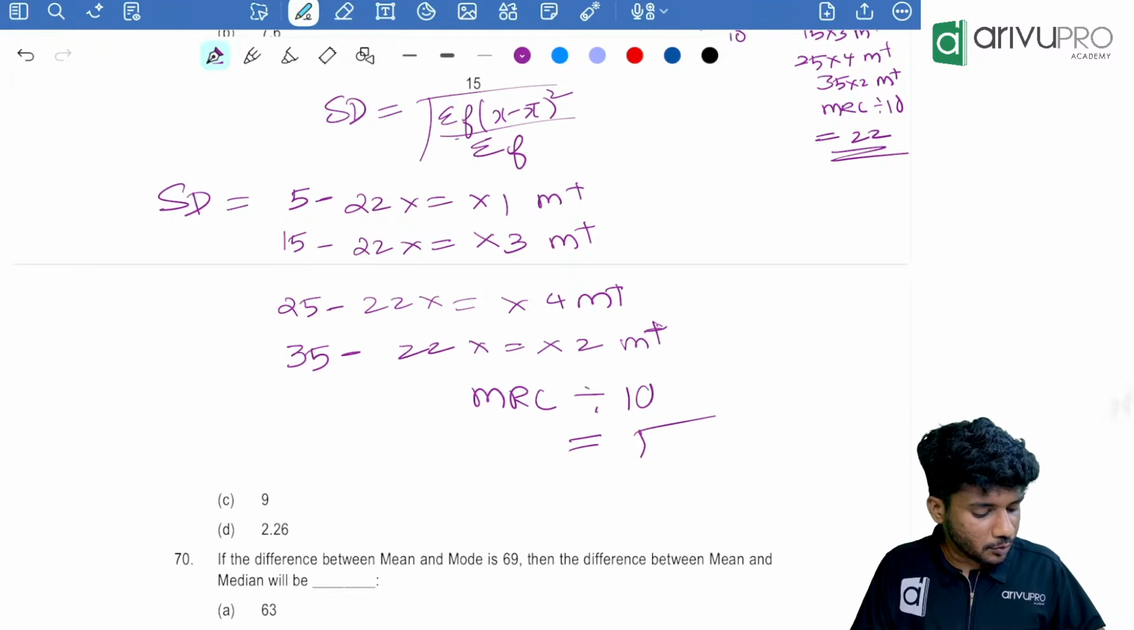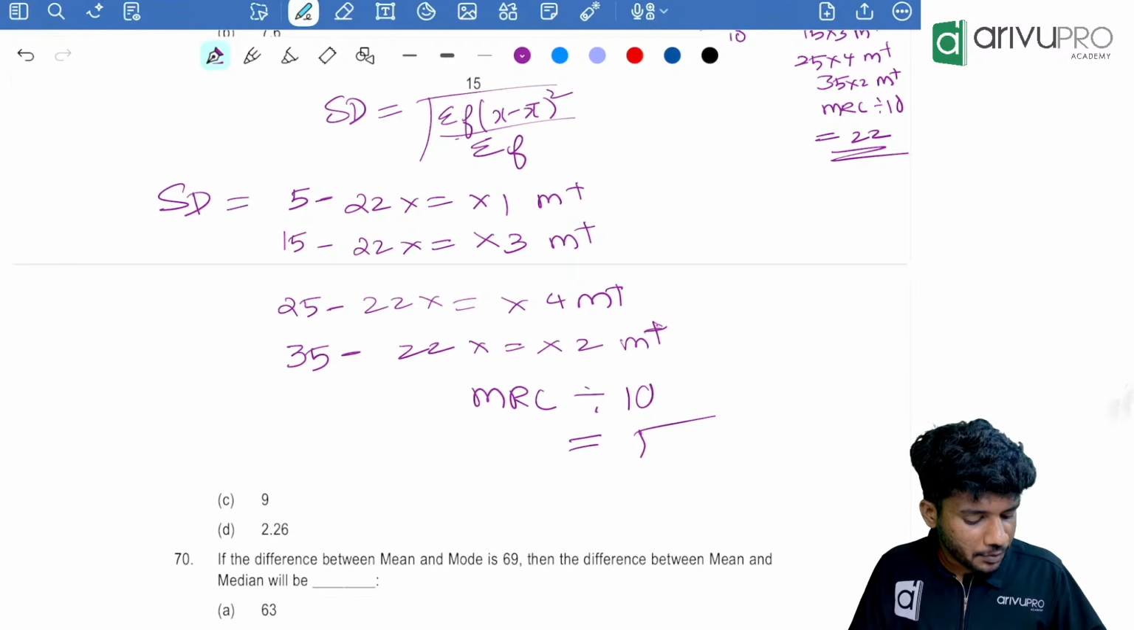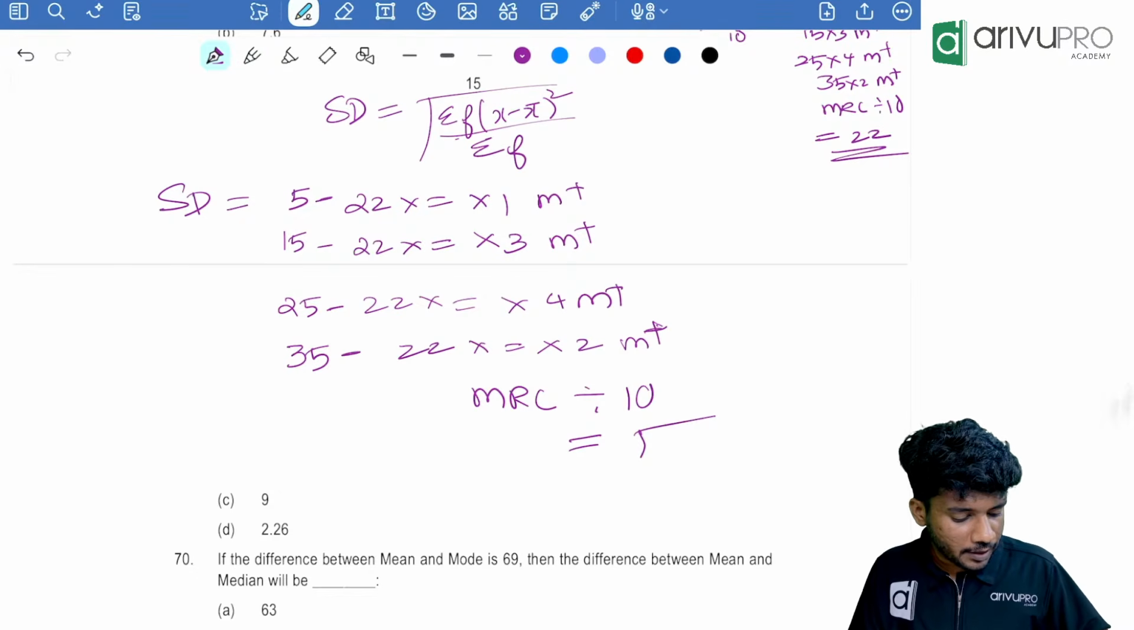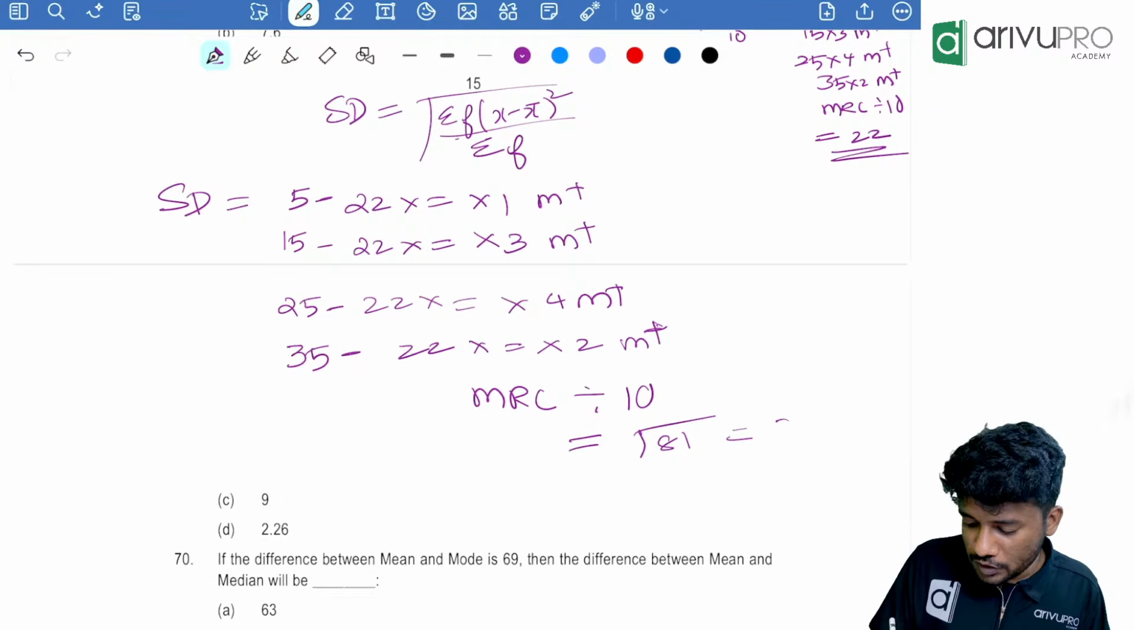Yes. Then 25 minus 22 into equal to multiplied with 4, click M plus, then 35 minus 22 into equal to multiplied with 2, M plus, then finally whatever I missed, 3 minus 22 into equal to multiplied 3, M plus, MRC divided by 10, click equal to, then root. You are getting it as root of 81, which is equal to 9.